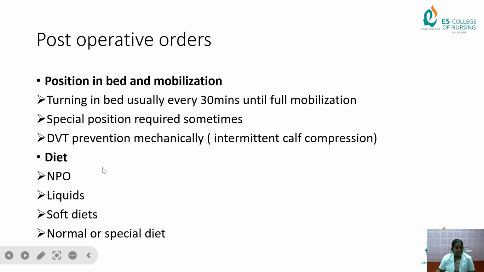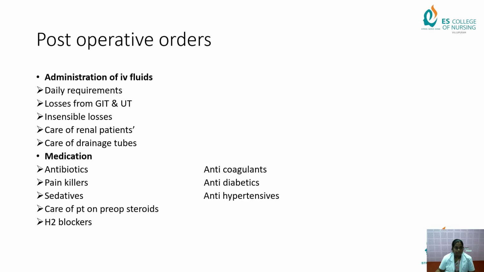Next, DVT, deep vein thrombosis prevention, mechanically with intermittent cuff compression. So with the cuff compression, we have to intermittently check for DVT. And diet: some patients are kept nil per oral, NPO. And liquids: how the patient has to start the liquids. First we have to check the reflex, and only after that we give sips of water. Next, diets we have to start. That is first liquid, semi-solid, solid, and normal. Special diets are given according to what the patient's condition can tolerate after the patient is shifted to the ward.